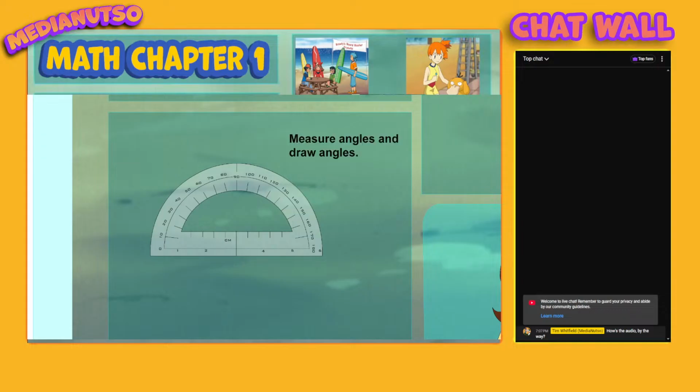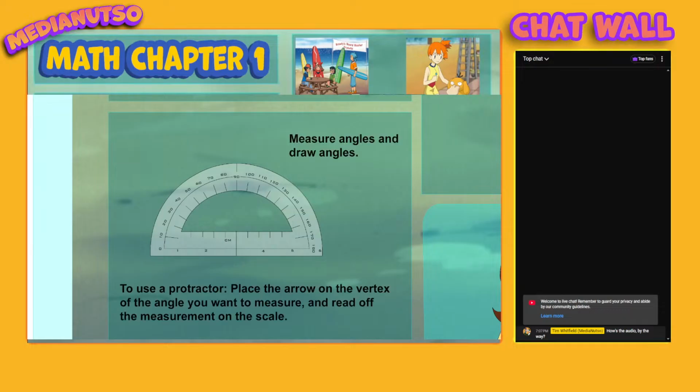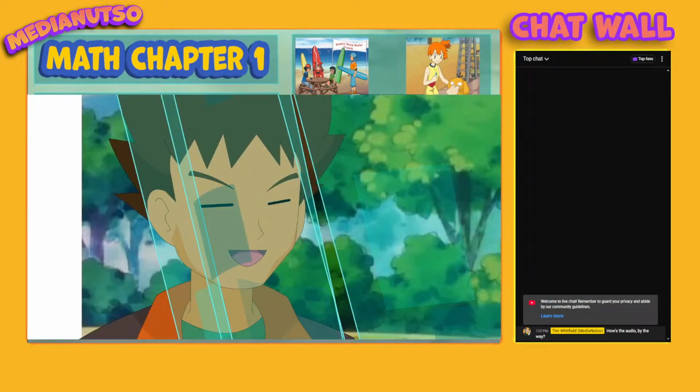You can use it to measure angles and to draw angles. To use a protractor, place the arrow on the corner, the vertex, of the angle you want to measure, and read off the measurement on the scale. Okay, that's very helpful. In degrees. This angle measures... 100 degrees!